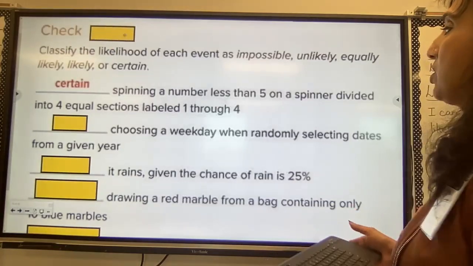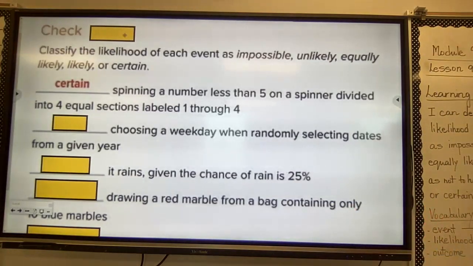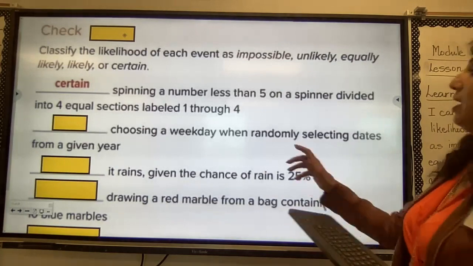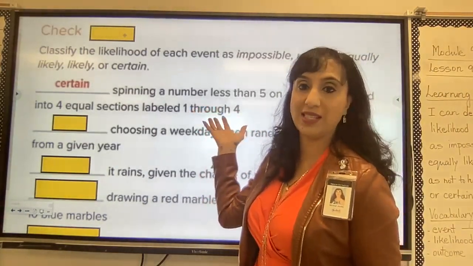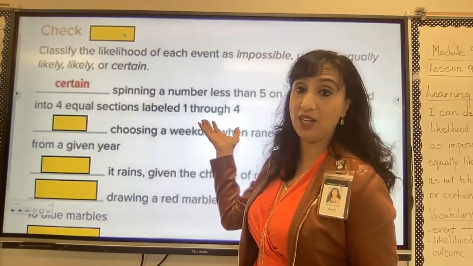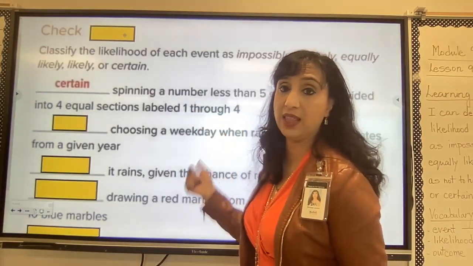Because if I'm spinning a number less than 5 on a spinner divided into 4 equal sections labeled 1 through 4, obviously all of those are going to be less than 5. So this definitely has a certain likelihood of landing in that.